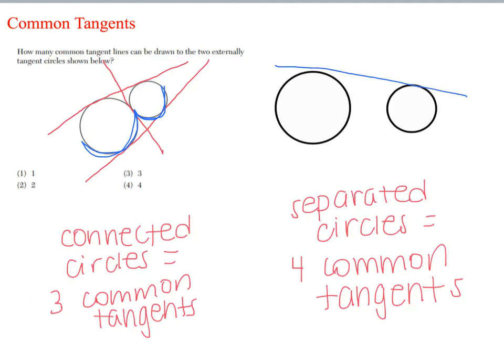We can again do top and bottom. Okay, and I'm doing this quickly so they're not going to come out perfect. But then we can also do this X shape in the middle. Okay, so 4 common tangents on that one.